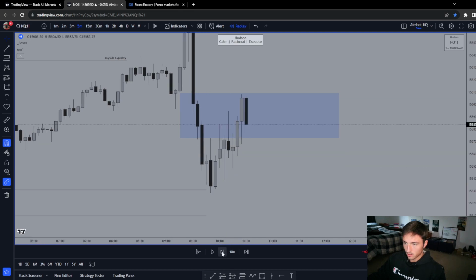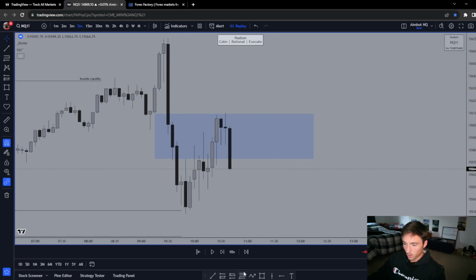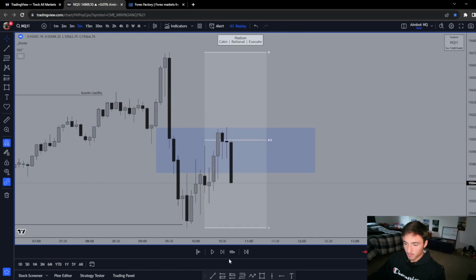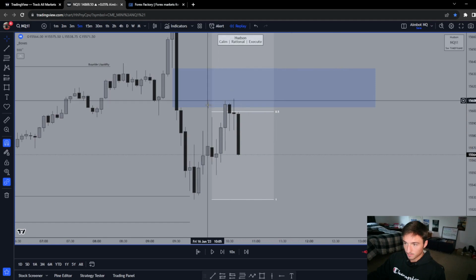Okay, so nothing to do yet. Okay, now where did we go? Equilibrium. Why wouldn't we have taken this fair value gap? It's not in a premium. This fair value gap was in a premium. So bang, that would have been the fair value gap that we were interested in.